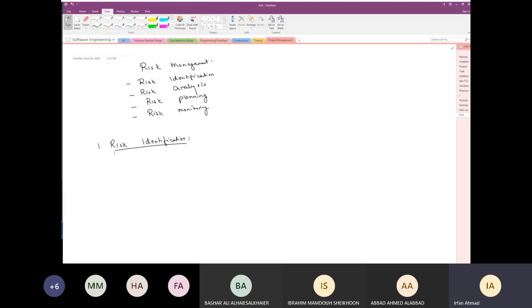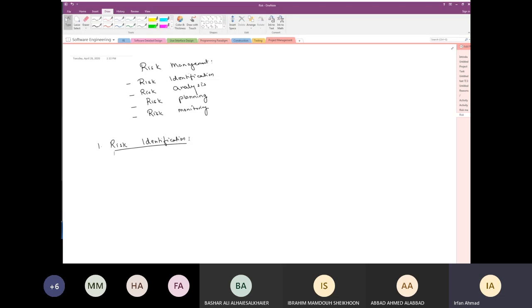So risk of an employee getting sick, risk of my people leaving the company, staff turnover. Maybe many employees might leave my company and join other companies or join competitors or stuff like that. So there are many, many different types of risks. We need to identify these. So this is the first thing.